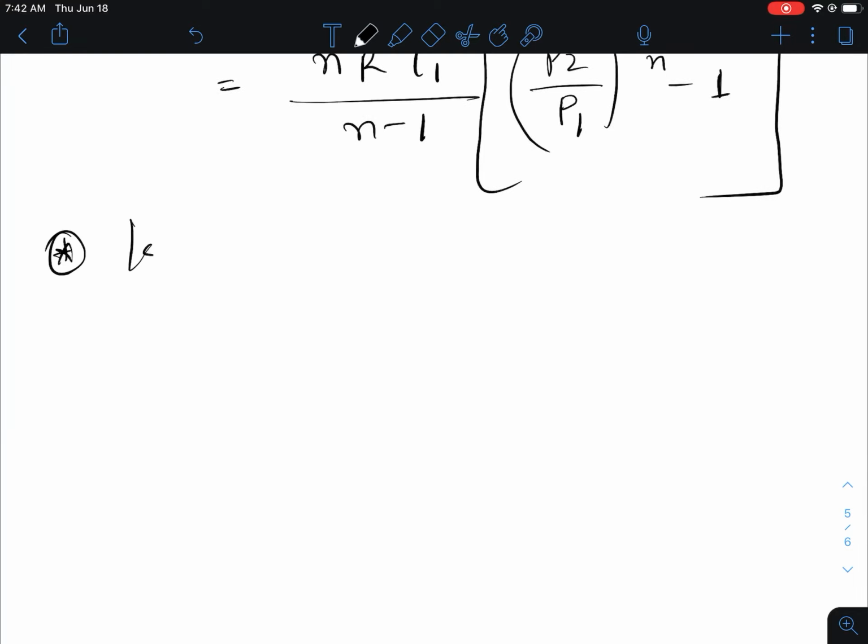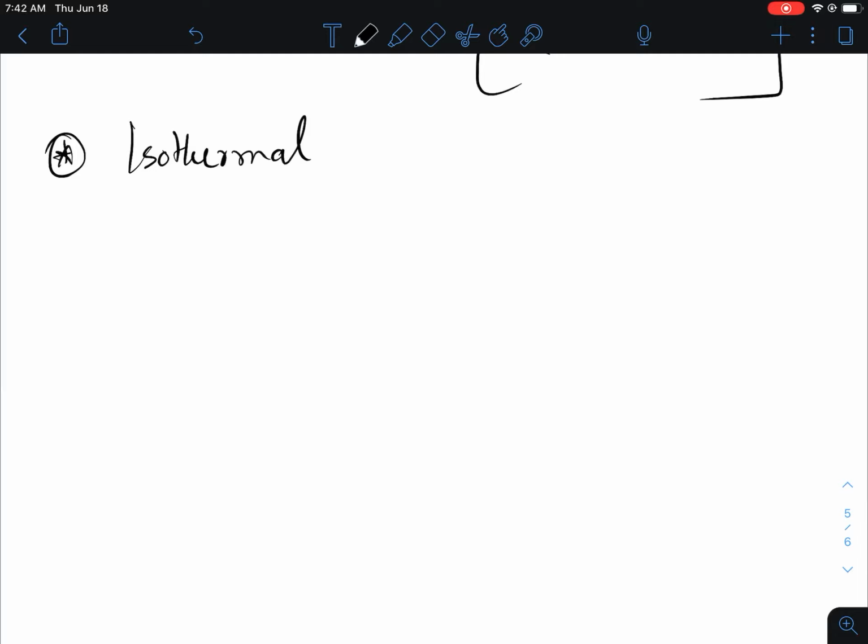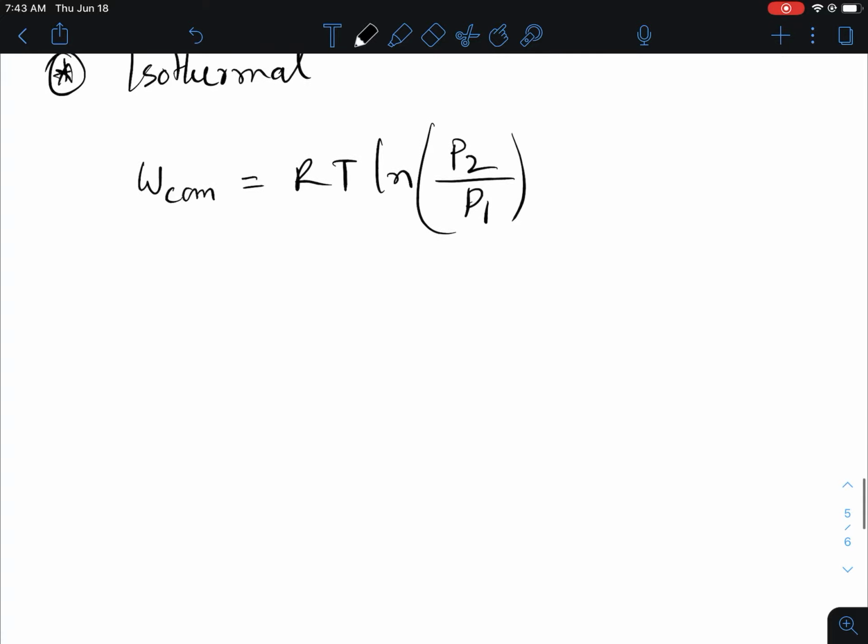And the last one is if the system is isothermal, that means the compressor is working at constant temperature. In the isothermal condition, the work consumed by that compressor equals RT ln(P2 over P1). Temperature is constant, so in that case it will be RT ln(P2 divided by P1).